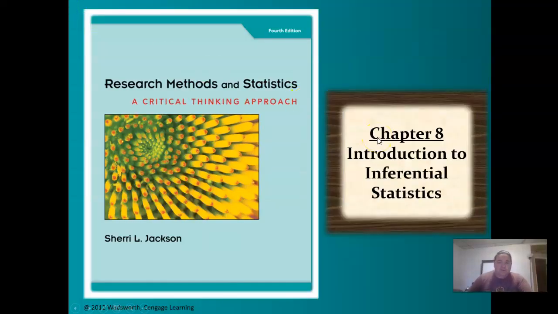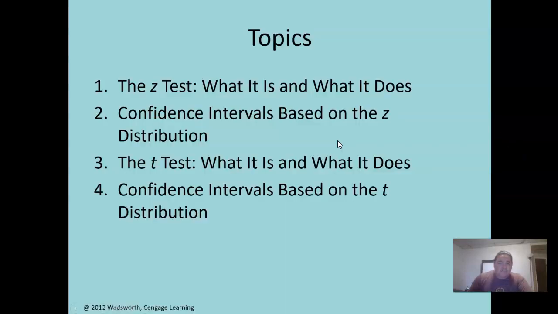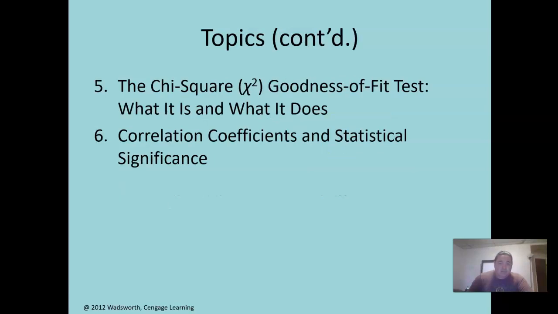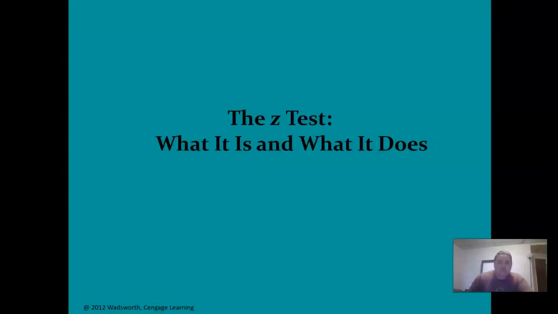All right, so welcome to Chapter 8, Introduction to Inferential Statistics. The z-test, what it is and what it does. Confidence intervals based on the z-distribution. The t-test, what it is and what it does. Confidence intervals based on the t-distribution. The chi-square goodness of fit test, what it is and what it does. And then finally, correlation coefficients and statistical significance.